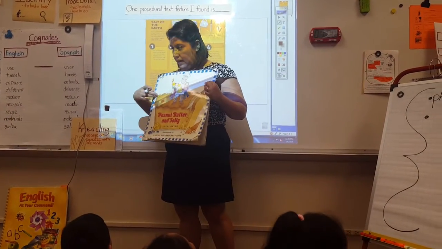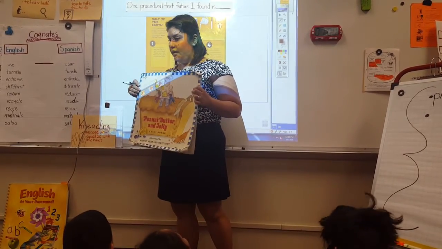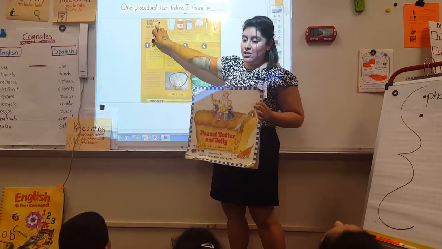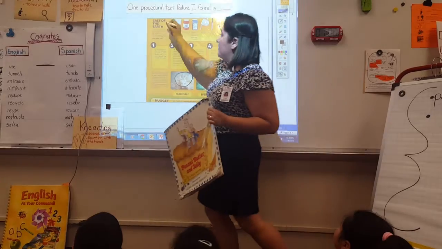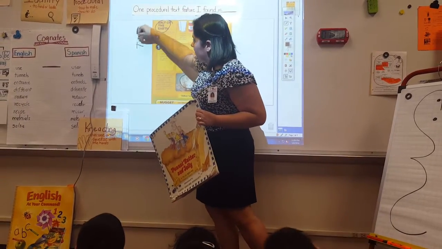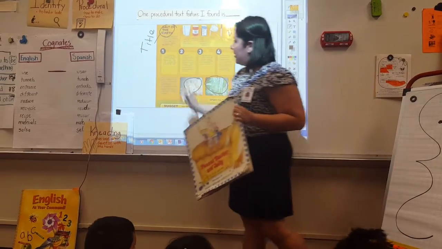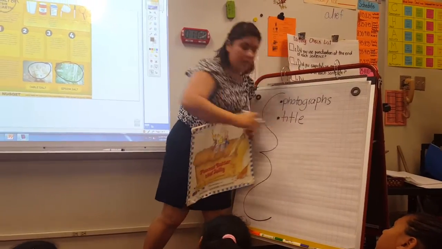Hold on. Is there a subheading here? How did I know this book was going to be about peanut butter and jelly? The title, right? So this is actually the title of the experiment. Okay? So yes, we have title. Title. Right there. Title, okay? And it's ready to erase map. What else? What other text feature do we find?